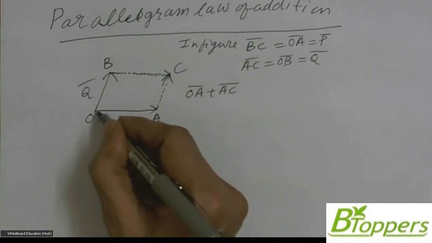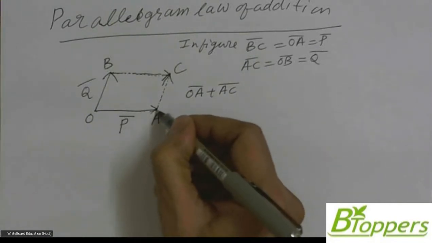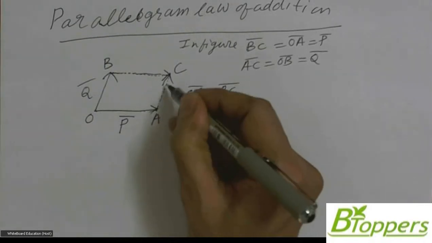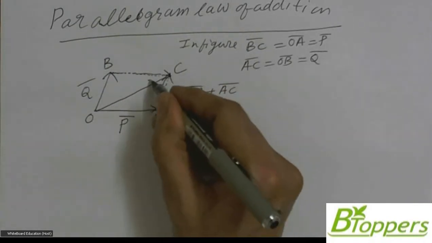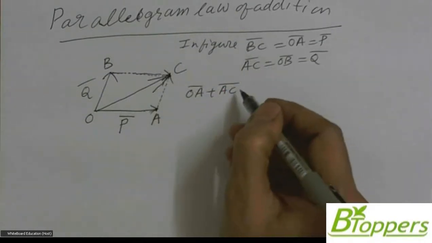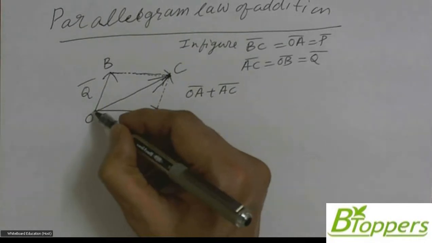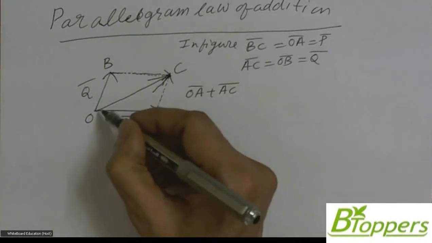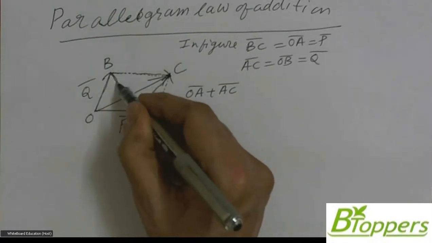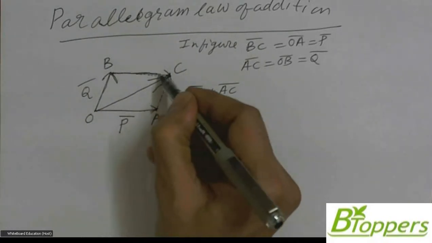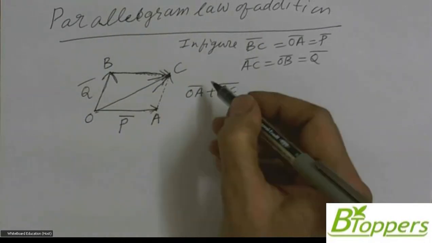For example, if a particle is displaced along the line OA from the point O to the point A, and next it is displaced from the point A to the point C, then the resultant will be along the diagonal OC. In the same way, from the triangle law of addition of vectors, the vector sum of OB bar and BC bar equals OC bar.